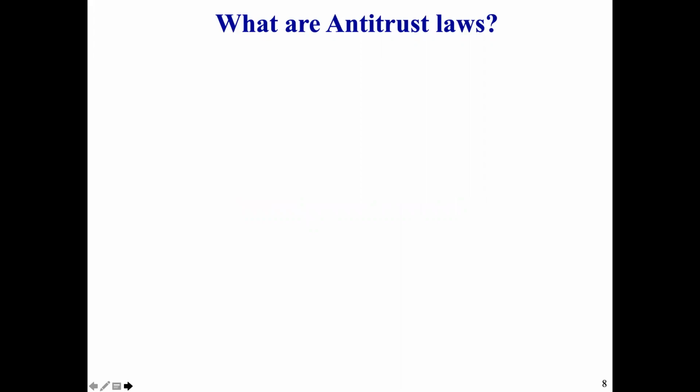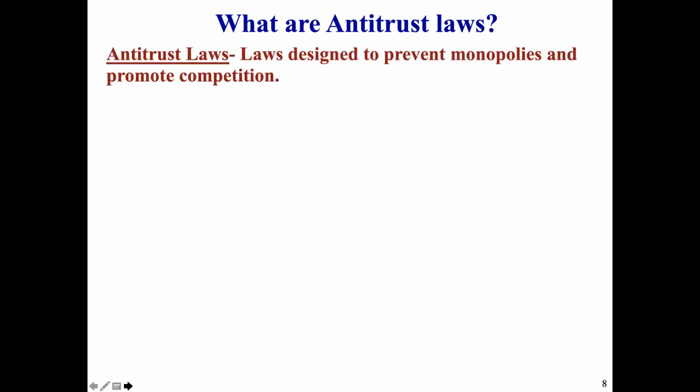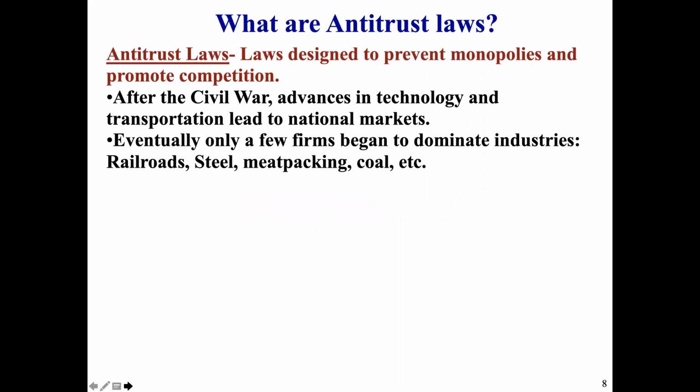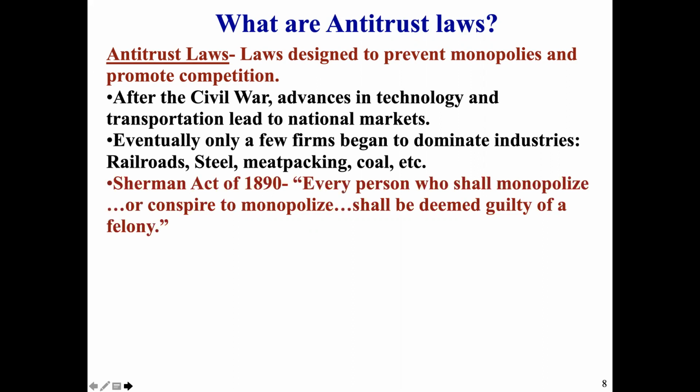Well, there are two ways the government can deal with this. The first is by developing antitrust laws. And antitrust laws are designed to prevent monopolies and promote competition within industries. So unless the monopoly is a natural monopoly, all other things equal in general, the government may want to break this up. In the US, antitrust laws go back to the Progressive era with national consolidation after the Civil War. And the most important antitrust law is the Sherman Act of 1890, which said that every person who shall monopolize or conspire to monopolize shall be deemed guilty of a felony.